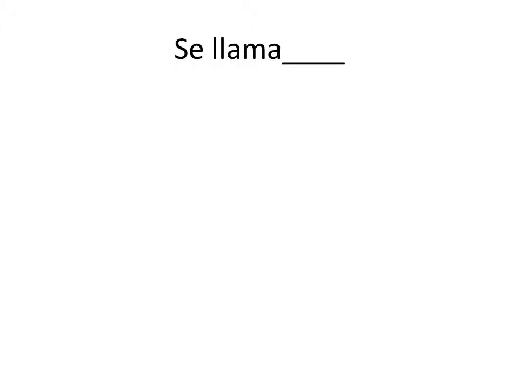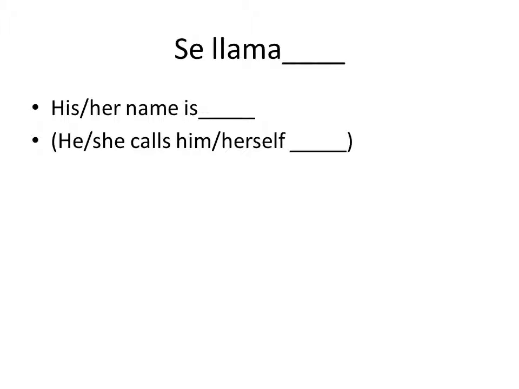Se llama means his or her name is. So if you're introducing a friend to another friend, you might say se llama and then say his or her name. Again, literally what this means is he or she calls him or herself and then their name. But we don't really say that in English, so it's easier just to remember it as his or her name is. Se llama.